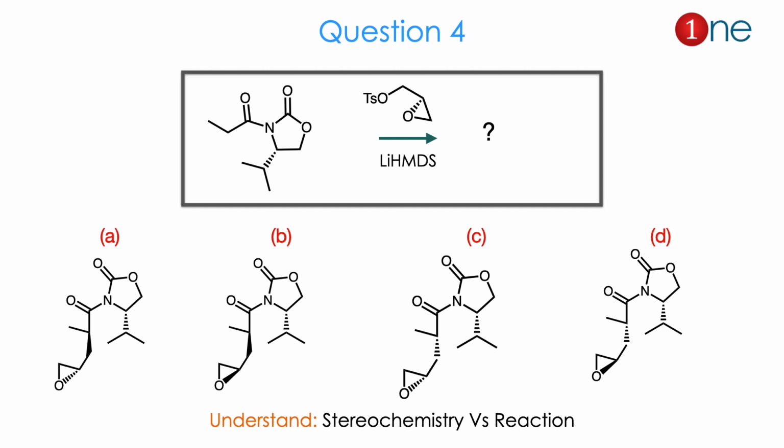Here the products are given. The products are really about how the epoxide group is attached. And the stereochemistry of the epoxide group is also in the question: whether the epoxide group is above the plane or below the plane. So the real question is about stereochemistry versus reaction here.